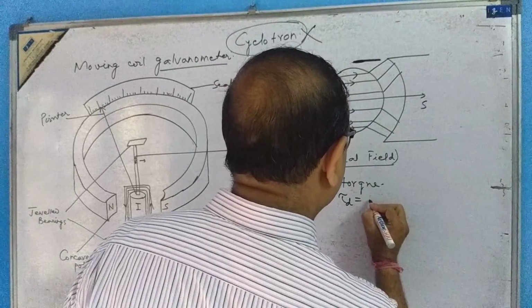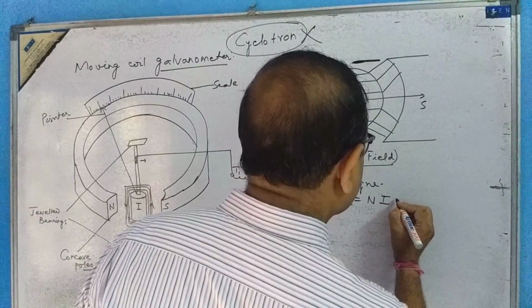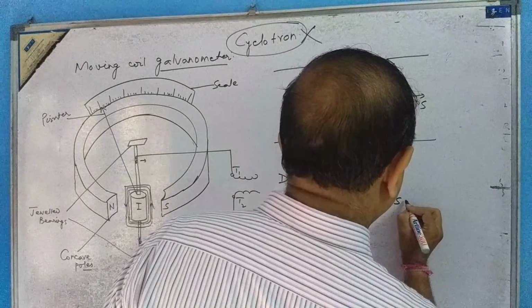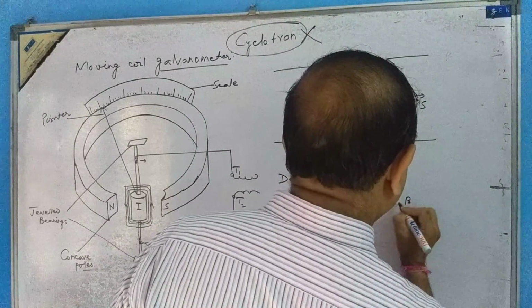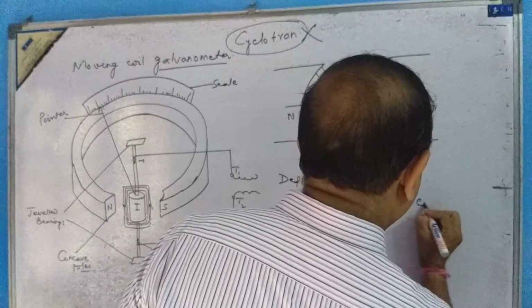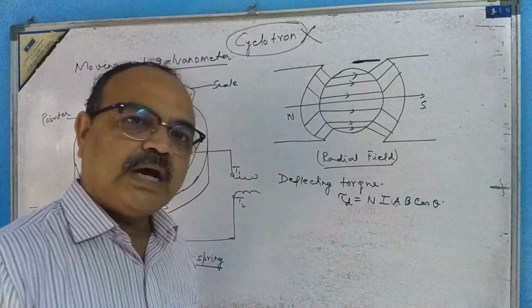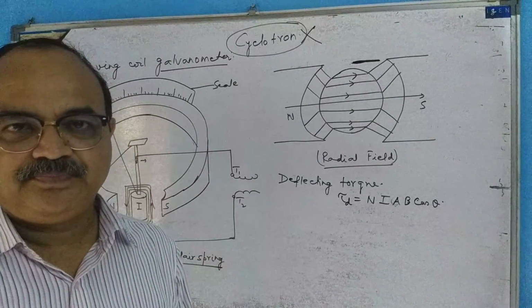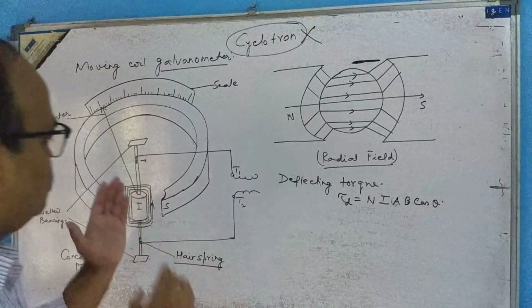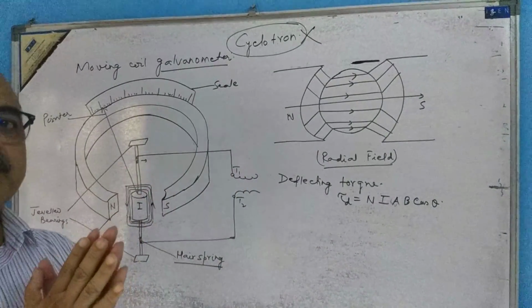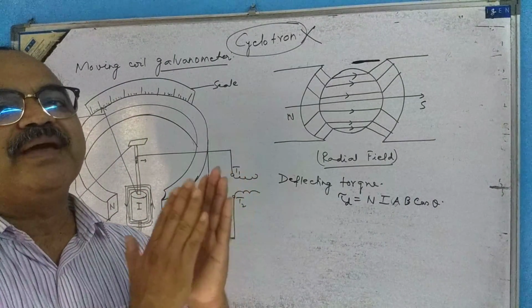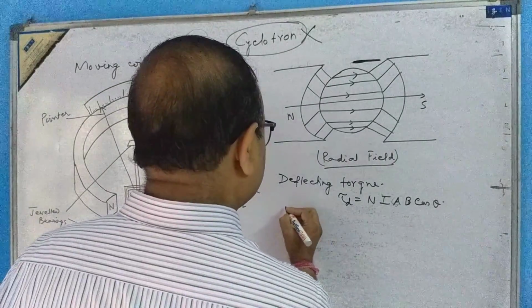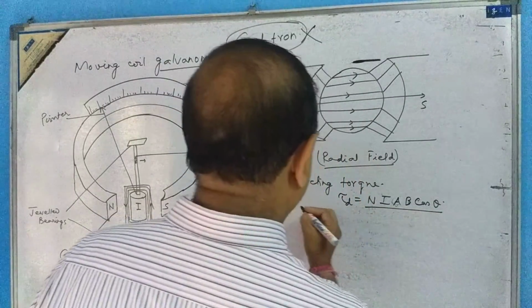Tau D should be N I A B cos theta. I hope you are remembering my last class's last discussion, because the coil will be turned, which means the plane of the coil will make an angle theta with the direction of the field. I write here.